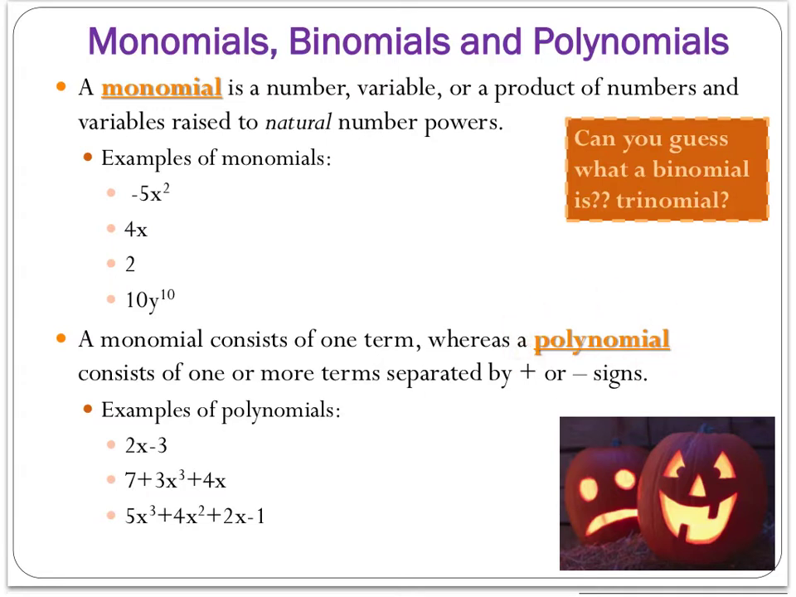Alright, now how do we recognize these? Well, normally they have to have variables and constants. So this polynomial here, 2x minus 3, is a polynomial. All of these are examples of different types of polynomials. Alright, so we're going to be multiplying these things together.